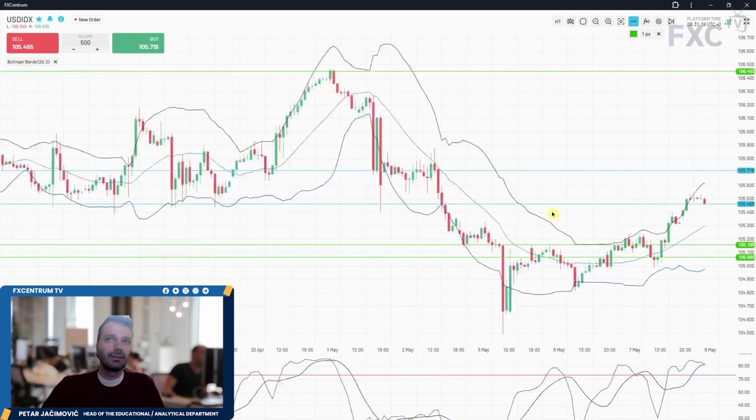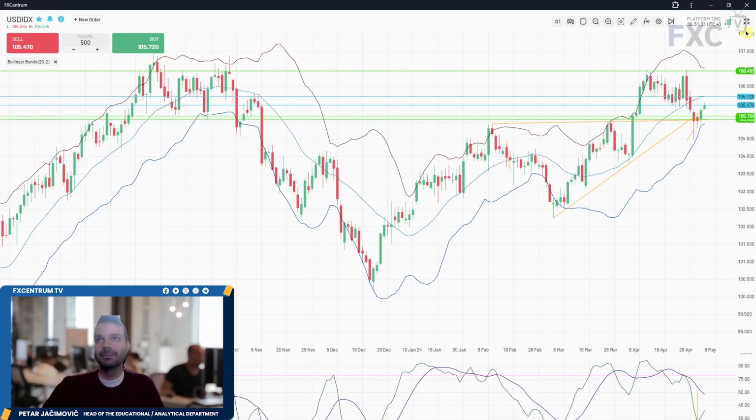Let's take a look at the hourly time frame. So we finally broke to the upside and held. So that's a pretty good sign there. The market is now doing a natural pullback, but overall we shifted the trend dynamic on the intraday frames.